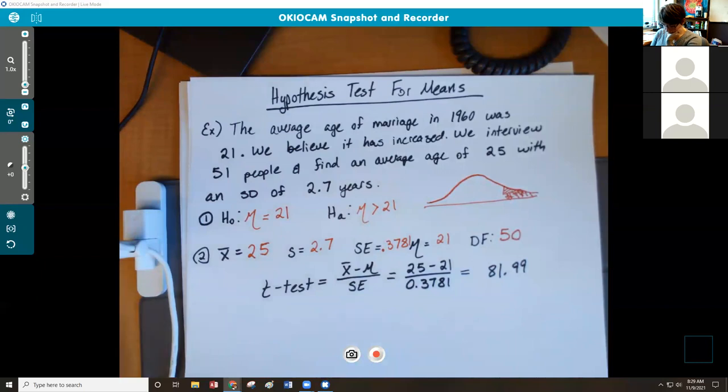81.99. How did you get 81.99 when I put that in my calculator? Oh my gosh. I was just looking at it and I was like, why is that number so crazy? It's because I flipped numbers. Thank you so much. I was just staring at it and I'm like, how did this happen?